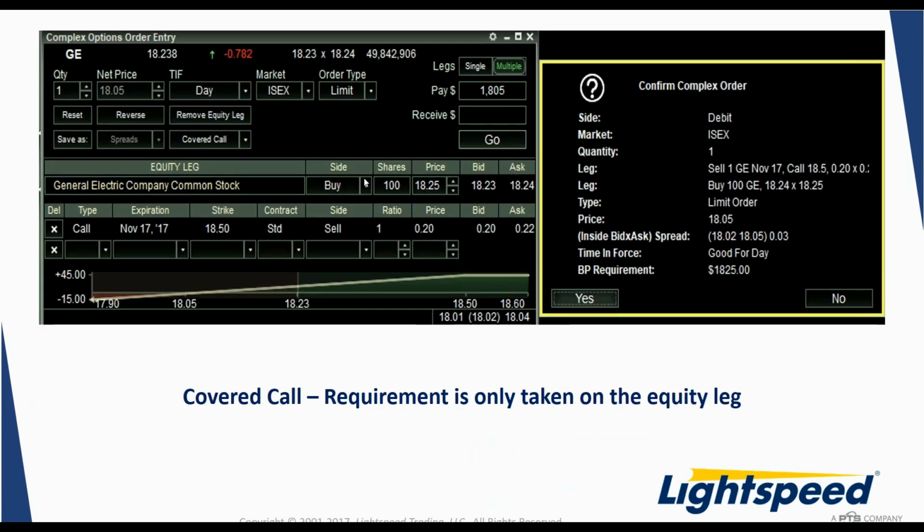Now, if I have a covered call, its requirement is only taking out on the equity leg, not the option. So just like buying my 100 shares of GE, it's taking out the 1825 and it's not applying anything additional for the actual call contract that I'm selling. So the requirement is only based on the equity leg here.